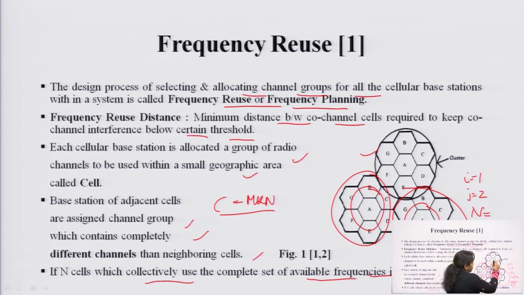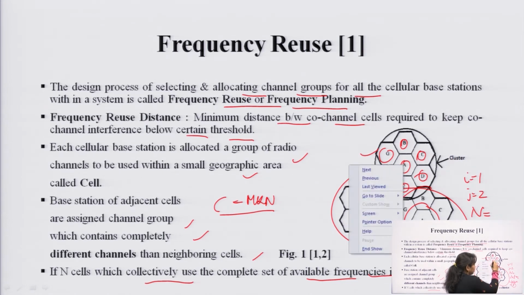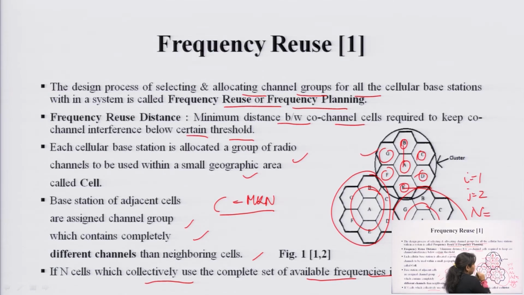So, this will be the cluster, this is A, B, C, D, E, F and G. These make up a cluster. If i is equal to 1, from the center of the cell I move 1 upward, then take a 60-degree rotation and jump 2 cells. This is the first, this is the second. Whichever cell is present over here, this cell and this cell use the same set of frequencies. This is how you decide, which reduces the complexity and the number of cells, and this is how you decide the particular cell.